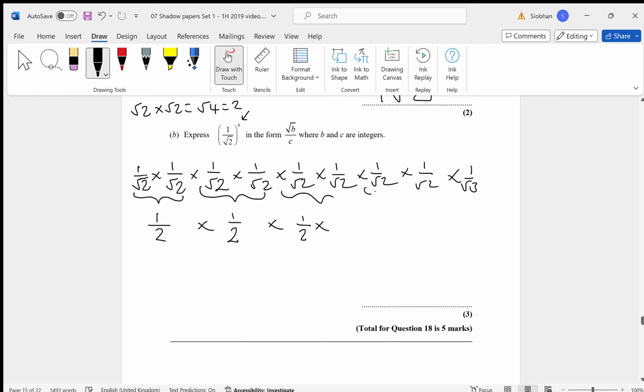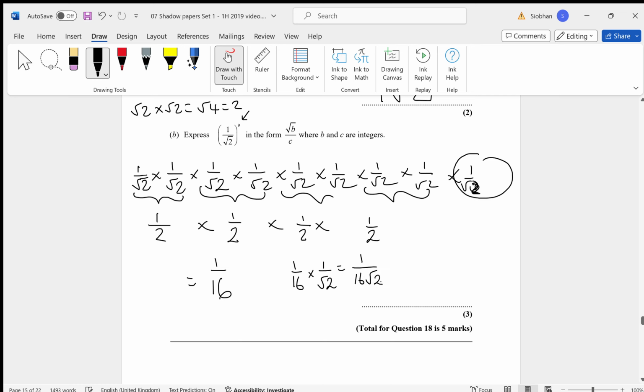So let's just deal with this bit here first. We've got a half times a half times a half times a half. So 2 times 2 is 4, times 2 is 8, times 2 is 16. So that part equals 1 over 16. And then we're timesing that by another 1 over root 2. So what we now have is 1 over 16 times by 1 over root 2. So that's going to get us 1 over 16 root 2.